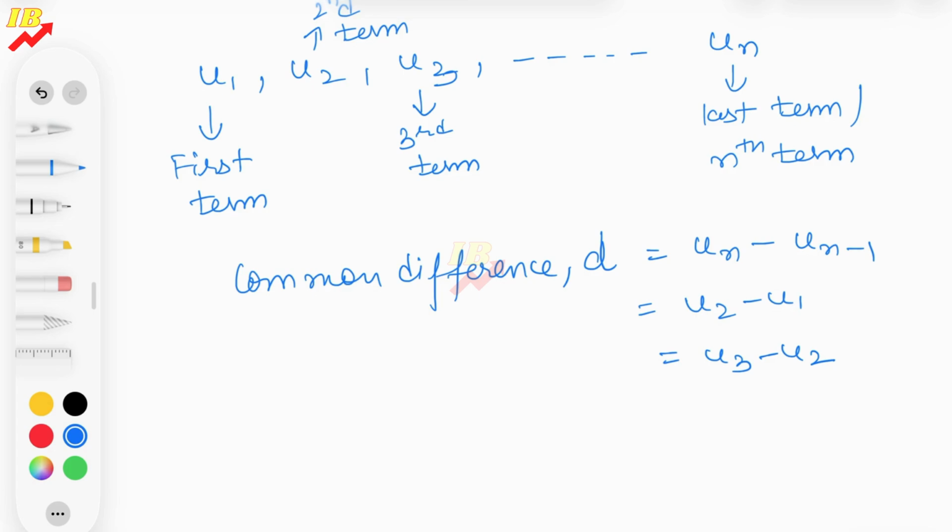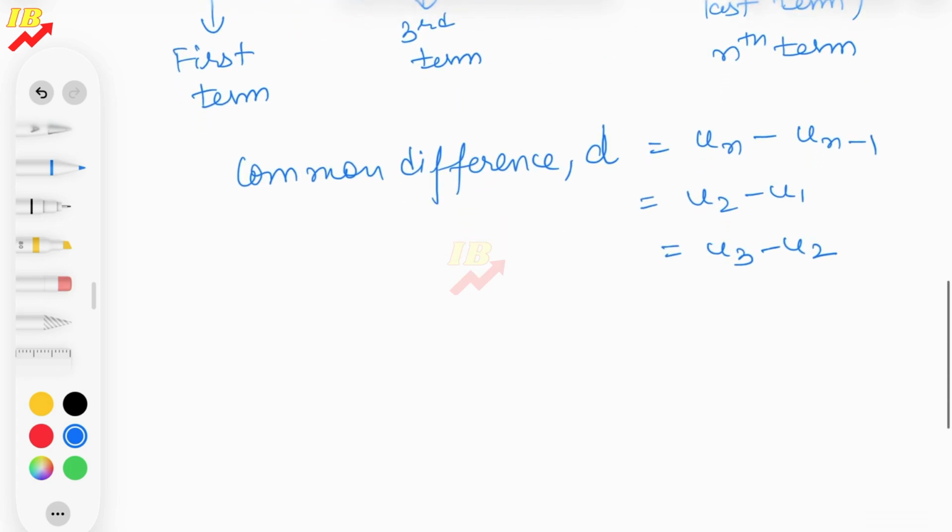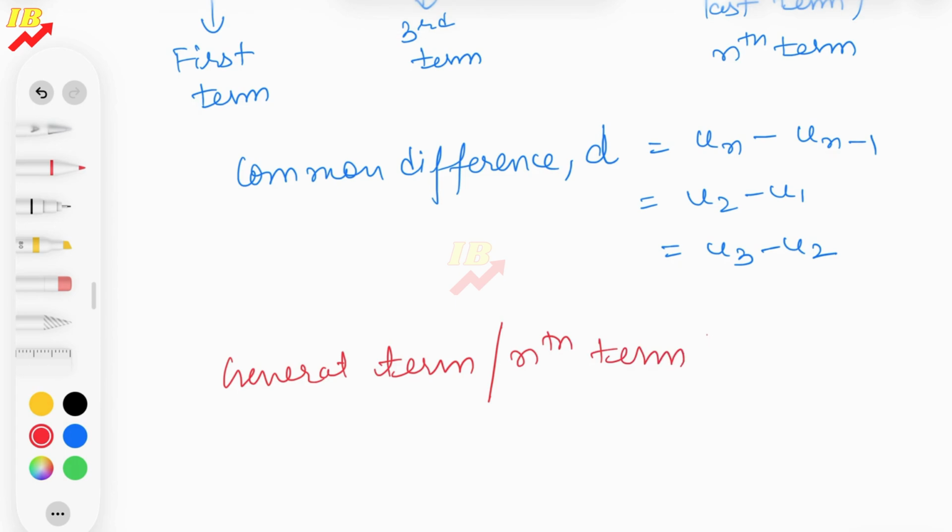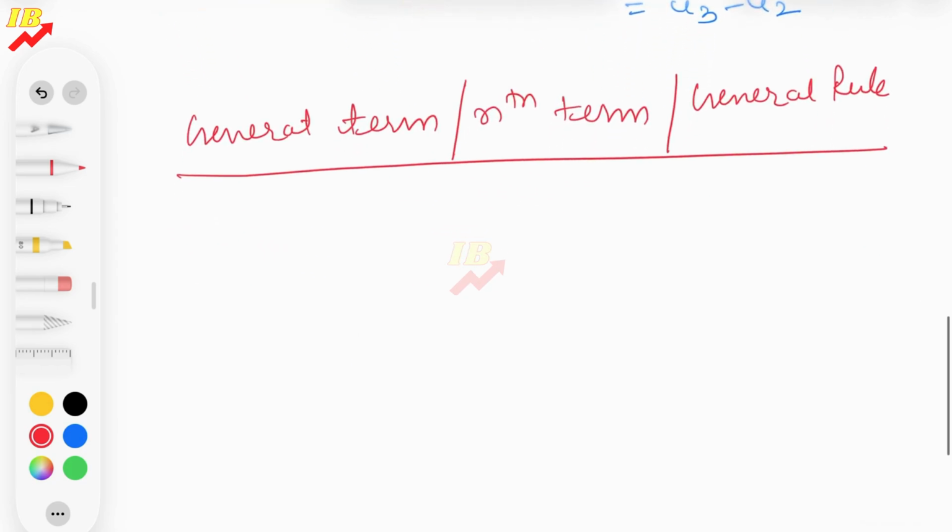That is the easiest and simplest way to check any sequence, whether it is arithmetic, geometric, quadratic, quartic, cubic, anything. Okay. So now we move on to the next formulation that we have. That is called the general term formula, or we call it the nth term formula, or we call it the general rule. Everything is the same. All the terms denote the same thing.